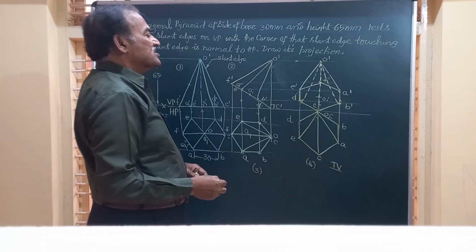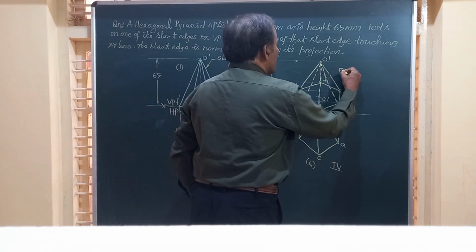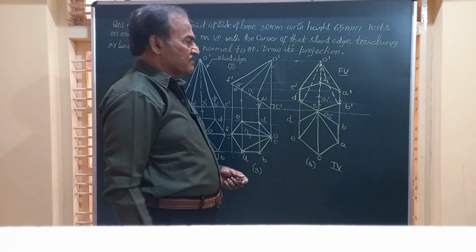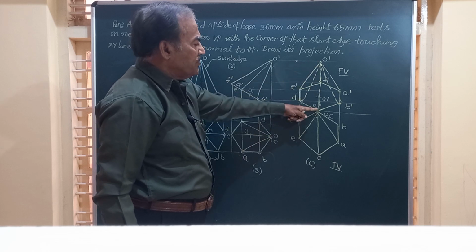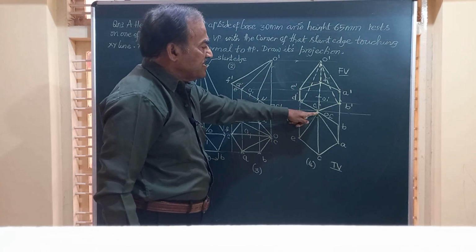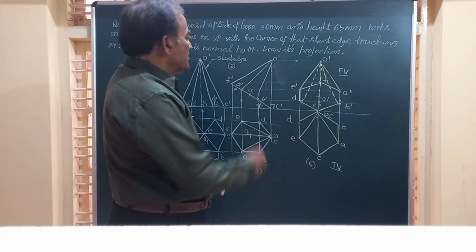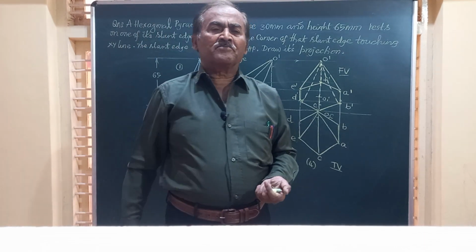Friends, this is how the pyramid looks in the front view, and we have completed the complete projection of the hexagonal pyramid resting on slant edge OC on VP, and hence it is seen as OC in the top view. And friends, this gives you the complete projections of the solid.